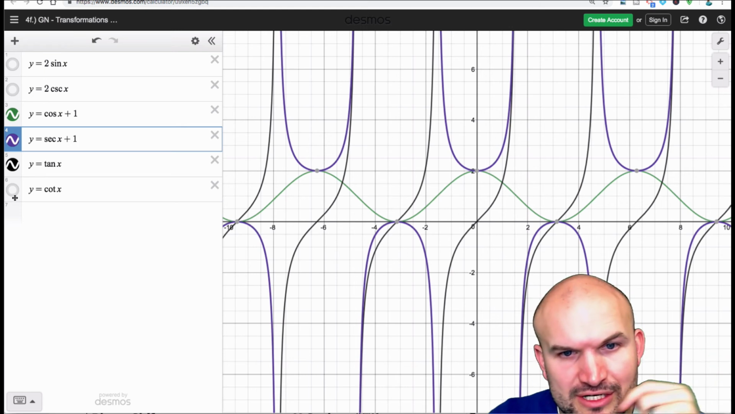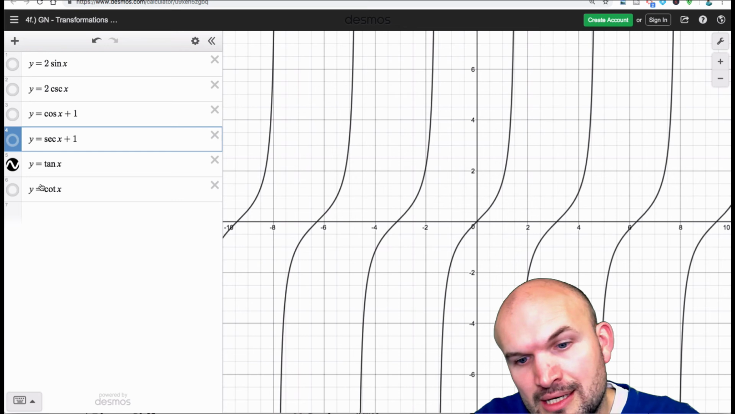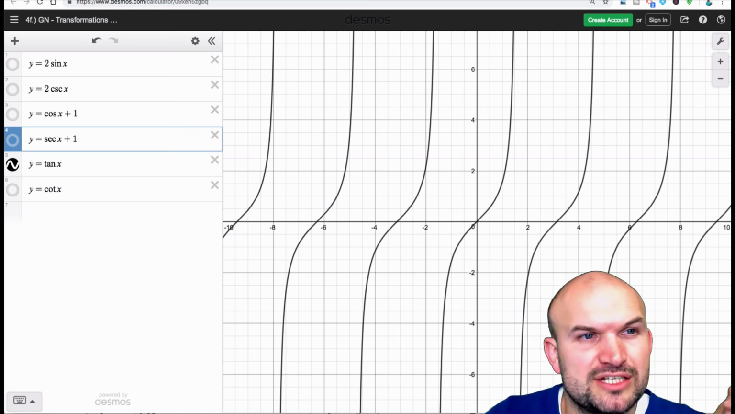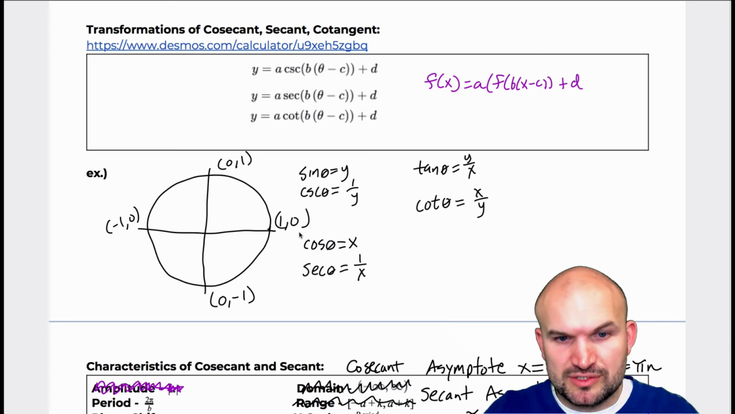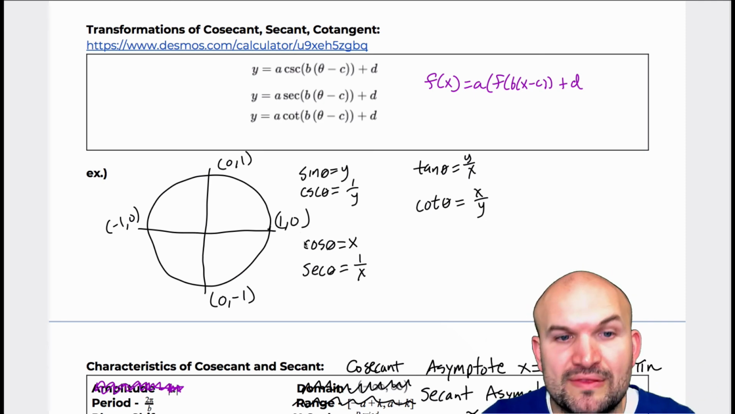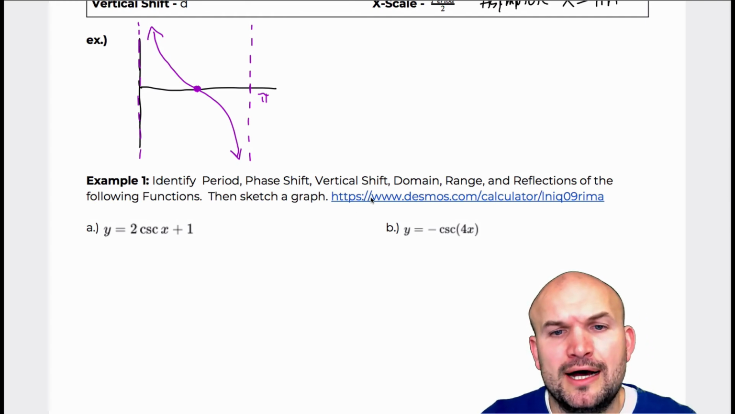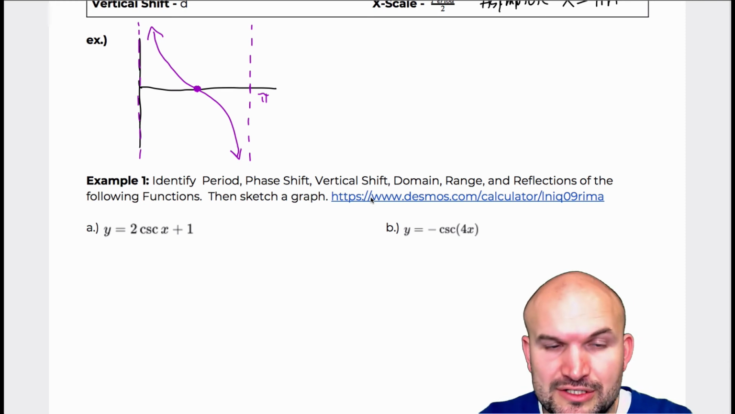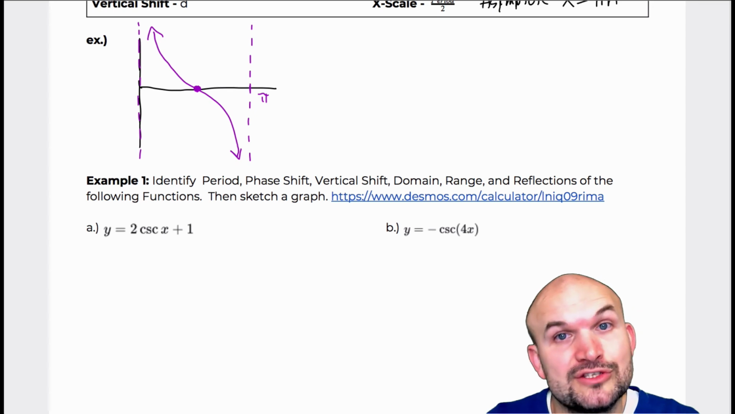And the same thing with the tangent. Whatever you do to tangent as far as phase shift, vertical translation, and period change is going to be the same for cotangent. So I just want to mention that before we actually get into some examples. I'll work through each one of the examples. One thing I did for these examples is provide a link so you can follow along and check your answers to make sure everything makes sense. So let's go ahead and get on to some examples.